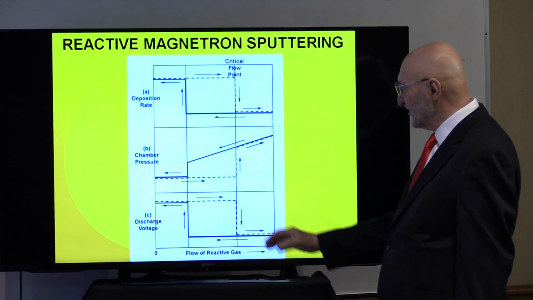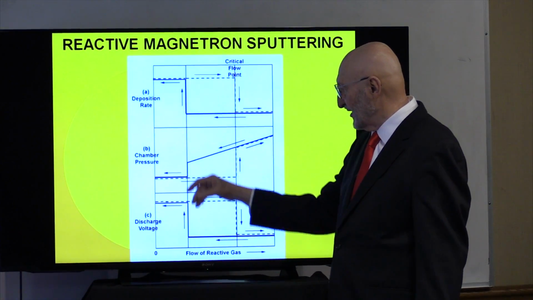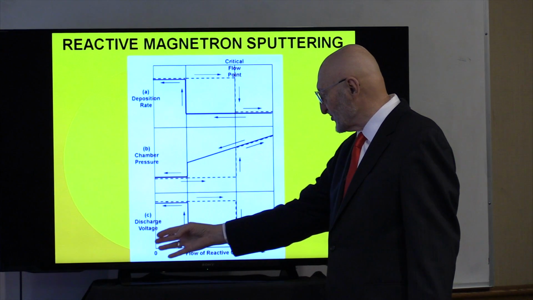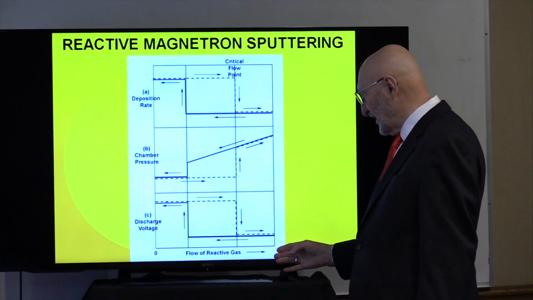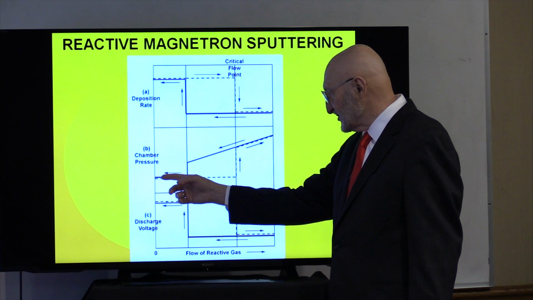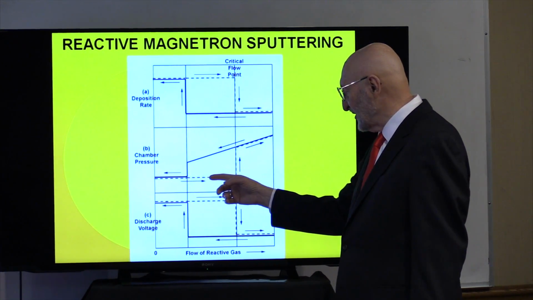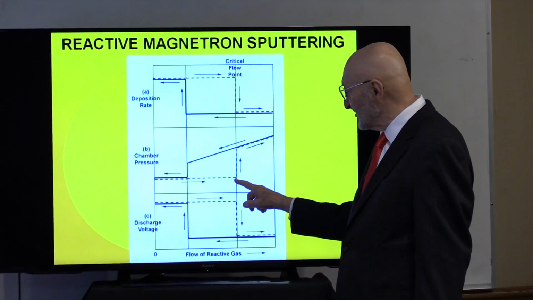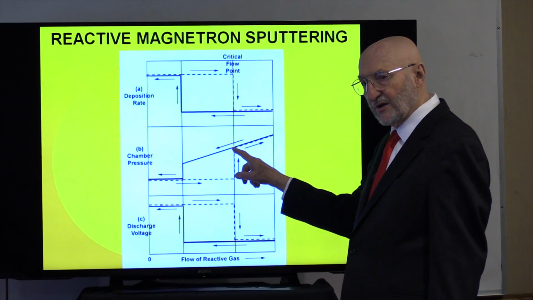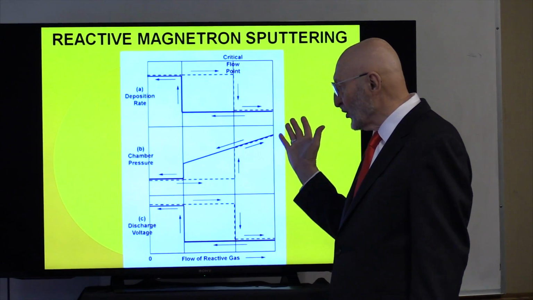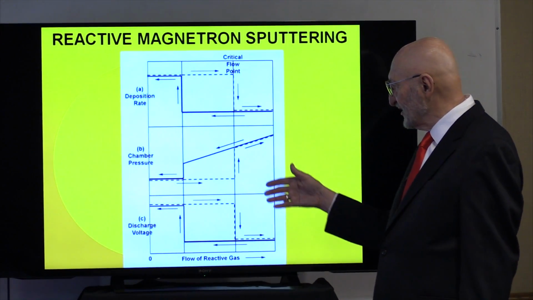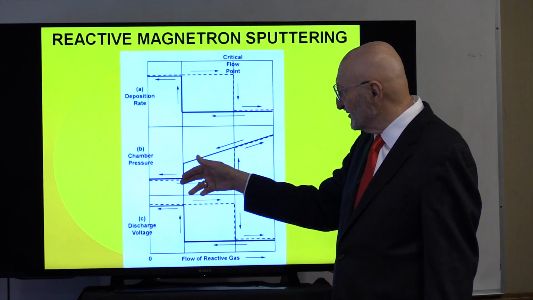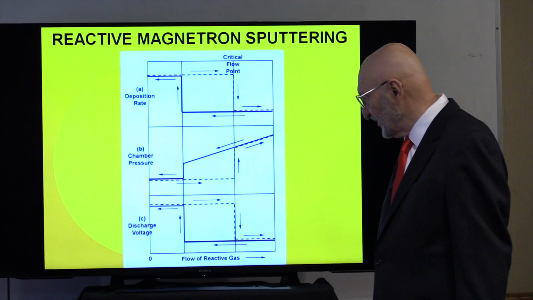Now, if I look at the chamber pressure when I'm doing that, as I come out here and I'm putting more and more oxygen in, this comes up here happily, and it's just taking all the oxygen you've got, so the pressure doesn't change until it poisons, and then it comes up. And in order to get back to the metal mode, I've got to come way down in pressure to this point, and then I'm back in the metal mode.